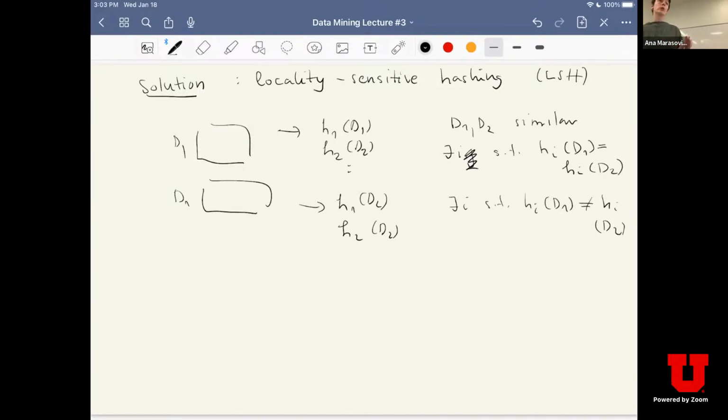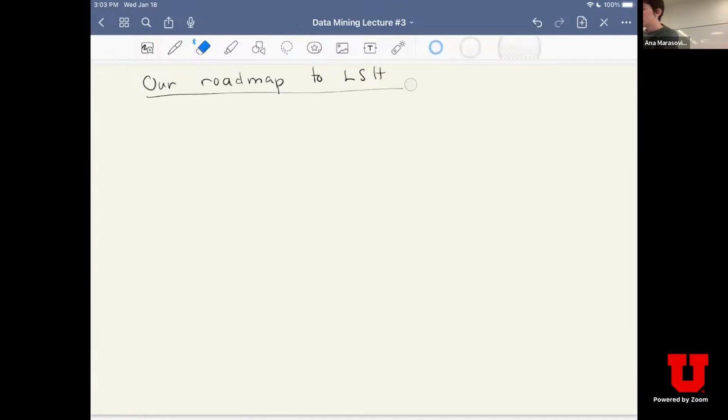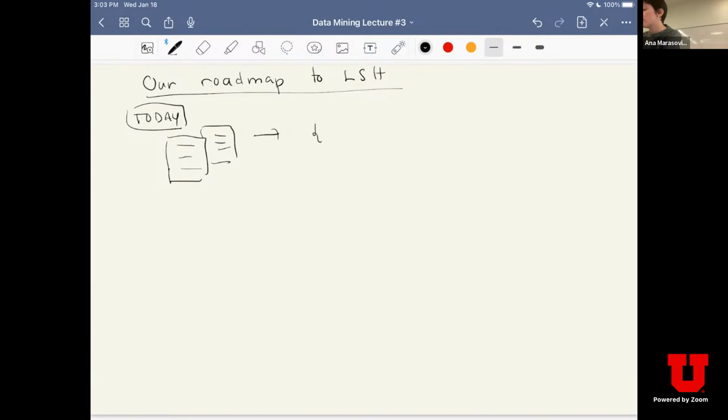Okay, so this is what we are going to work toward, locality sensitive hashing, but we will need a few techniques before we can actually do that. So our roadmap to it will look like this. Today, we are going to go over how to represent textual documents with sets. So here we have 2 documents, and each one of them will be represented with some sets. And then we are going to use set similarity to compare them, specifically Jaccard similarity. And then we can say they are similar or dissimilar. And this is what we are going to talk about today.